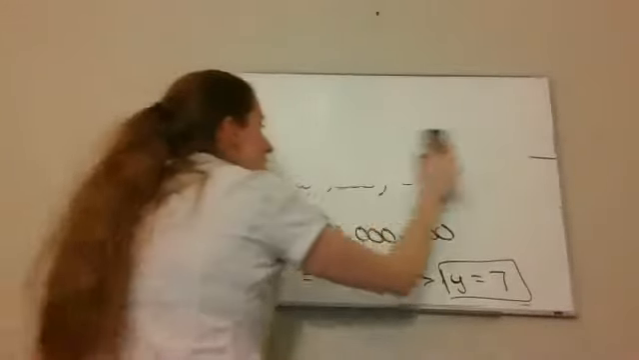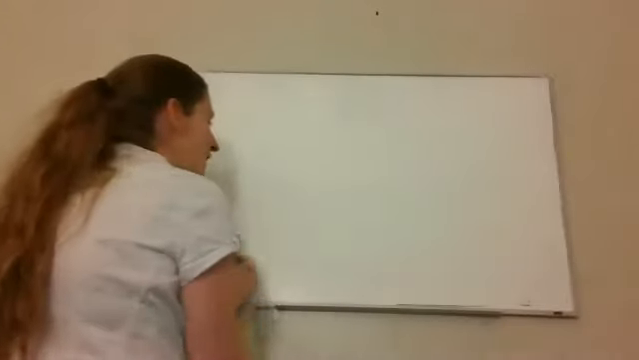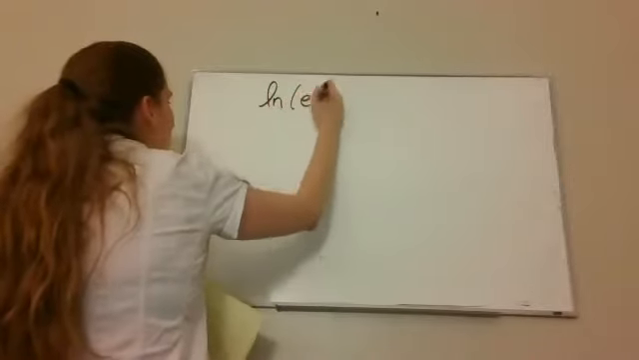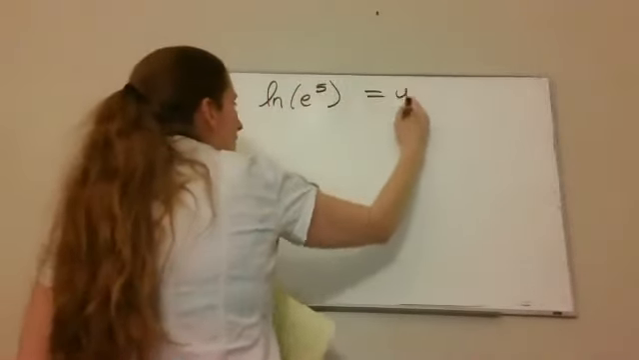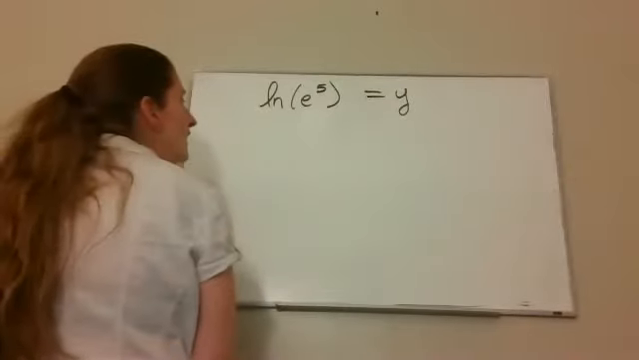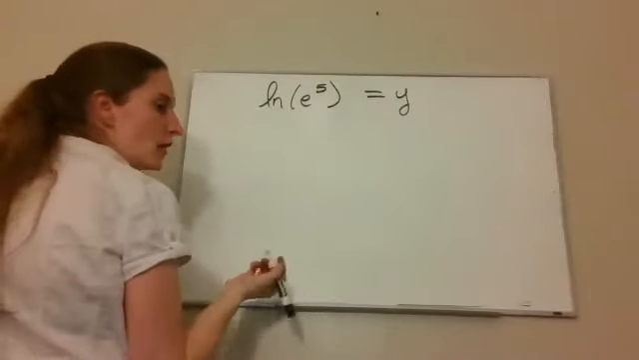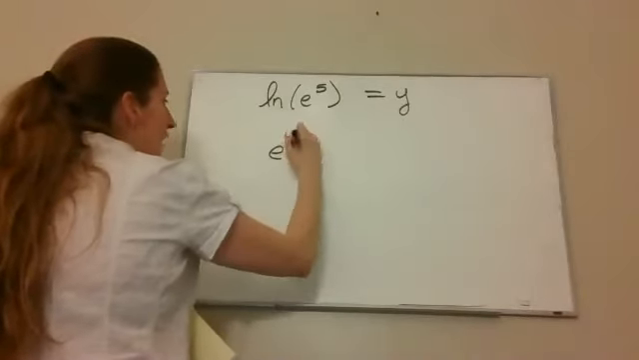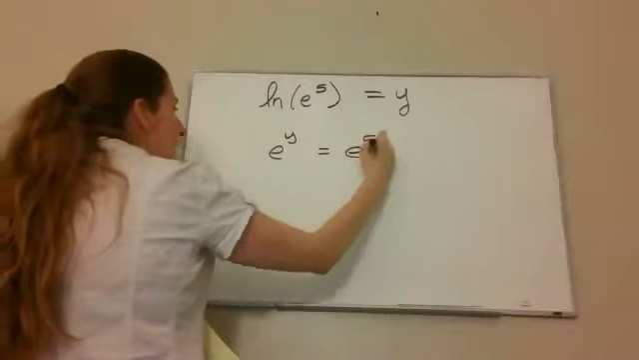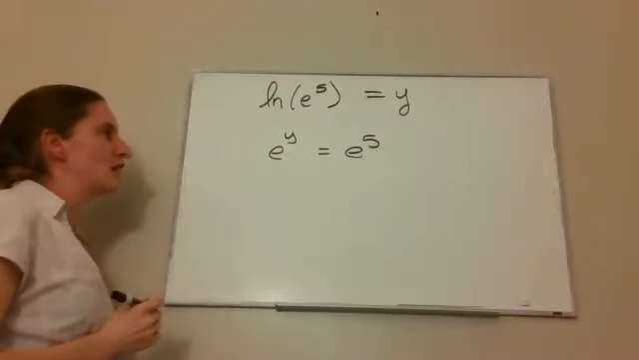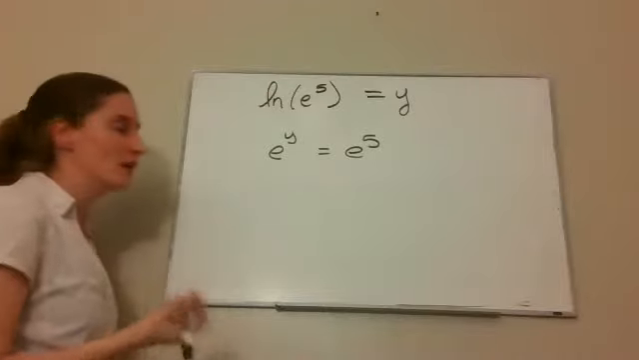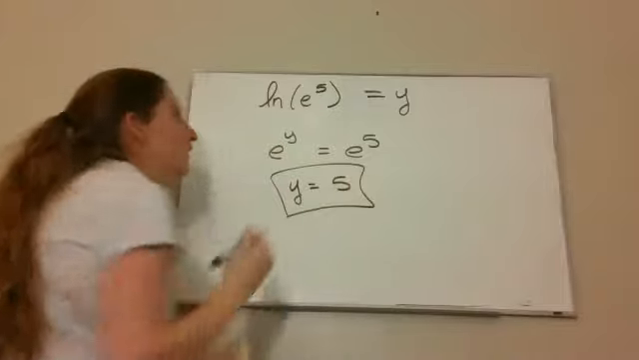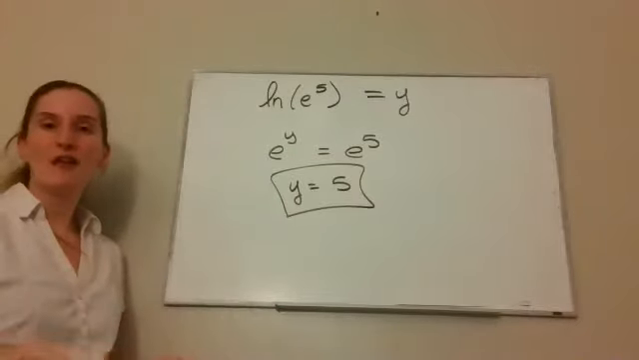Now let's work with natural log of e to the 5th. So natural log of e to the 5th, I know is going to be equal to something, so I'm just going to call it y. And now I'm going to write it in exponential form. The base of the natural log is e. So I have e to the y power equals the stuff in the parentheses. e to the y equals e to the 5th. And then I can already use that property to get y equals 5. So natural log of e to the 5th is 5.